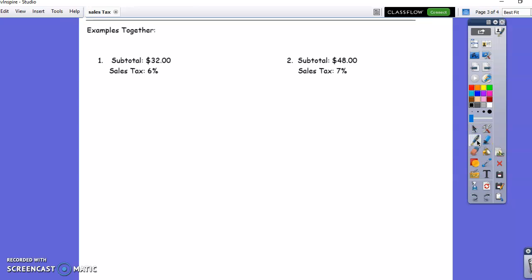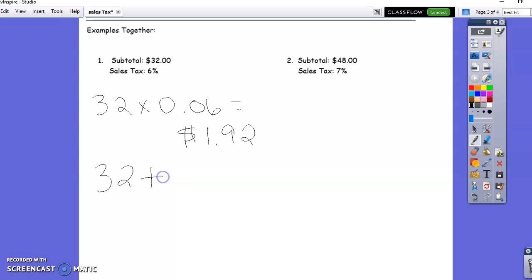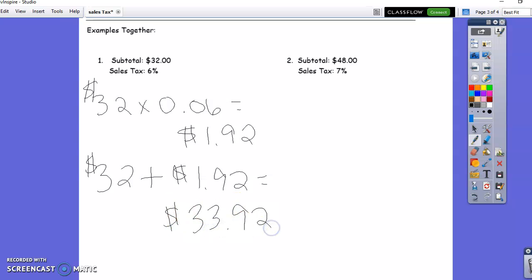So example 1, your subtotal is $32 and your sales tax is 6%. So method 1, we're going to use this way. So your first step would be to take your $32 times your sales tax of 6% as a decimal. So 32 times 0.06. And when you do that, you get $1.92. So that's how much sales tax you have to pay. So to find your total bill, you just take your $32, I can put the dollar sign there to help that out, plus your $1.92 in sales tax, and you get $33.92. Okay, so that's method 1.